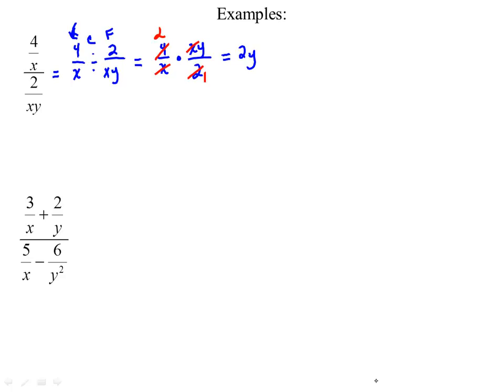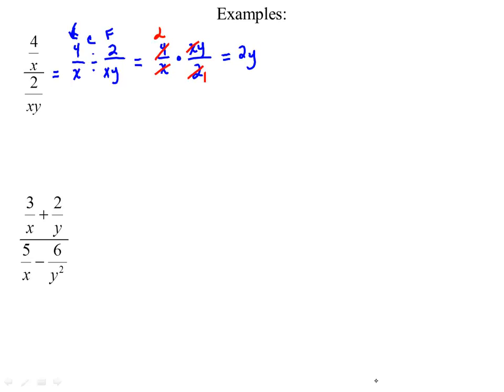Okay? So if you have monomials, it's as easy as that. You're going back to what you did in 4.2: keep, change, flip, cancel where you can, and so forth. Now, look at the one on the bottom. This one's not so easy, because this one has addition, subtraction, and division in it, all in one problem.